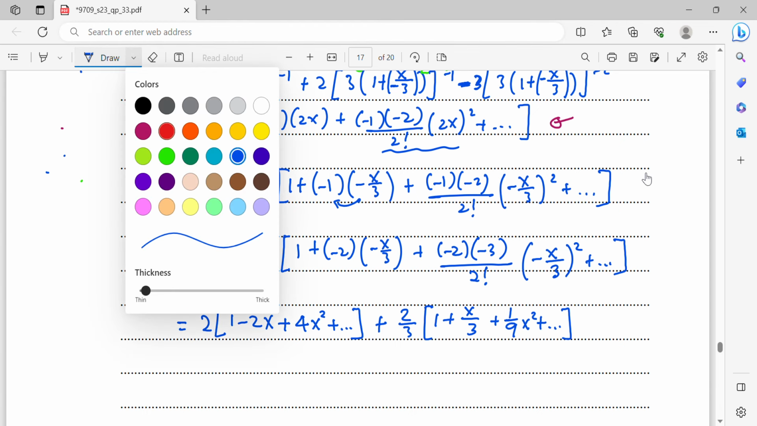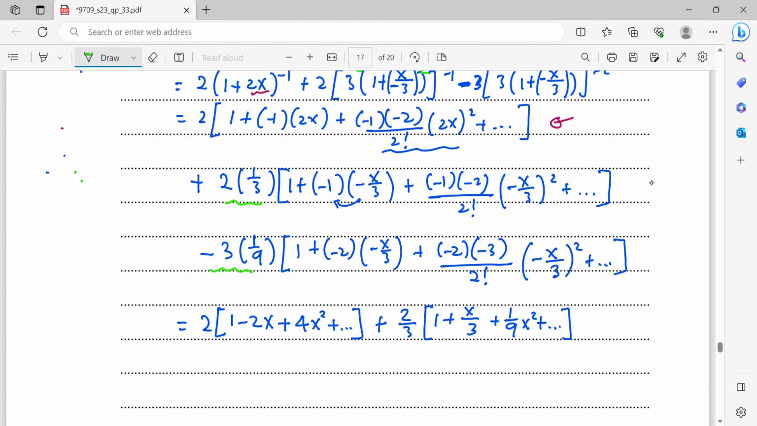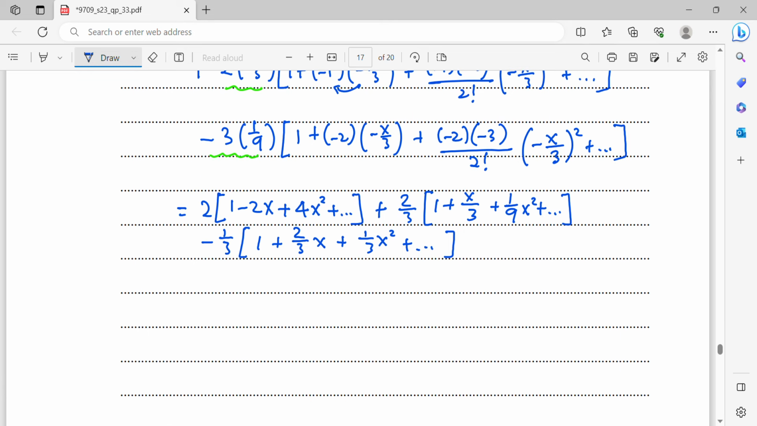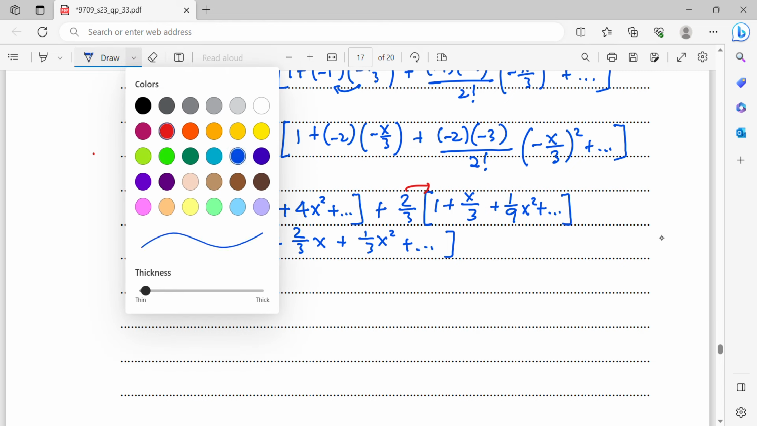Okay. Now, minus 3 times 1 over 9 is minus 1 over 3. Then I will get 1 plus 2 over 3x plus 1 over 3x squared. Okay, just use calculator to calculate the values. Then now, next step is do expansion. So bring in all these terms to the brackets.